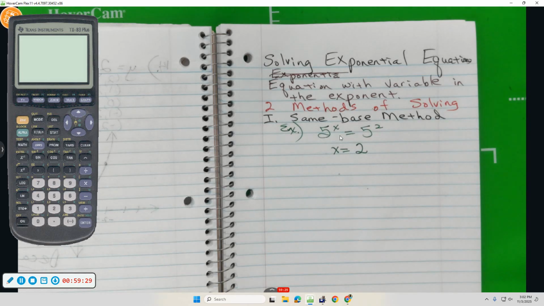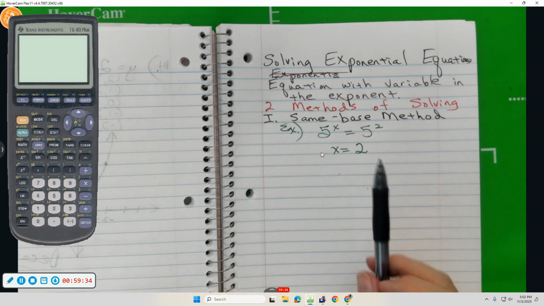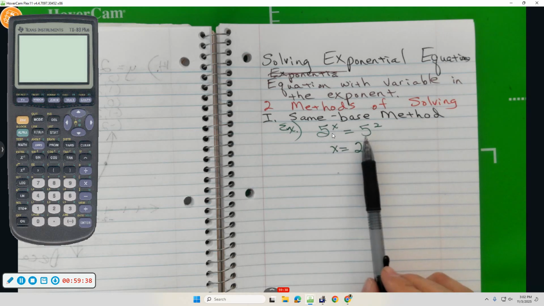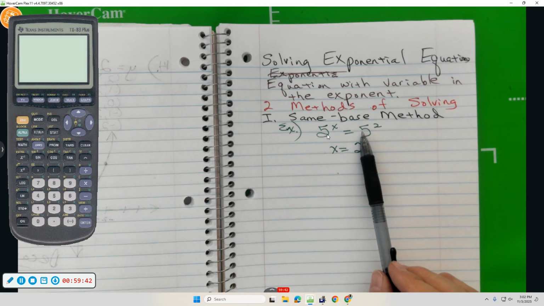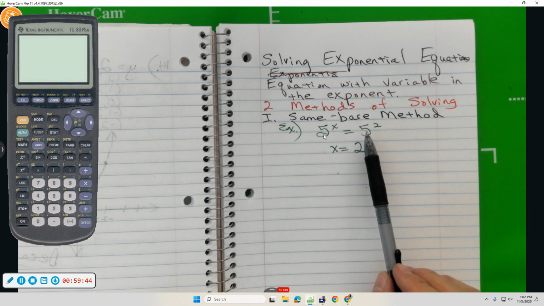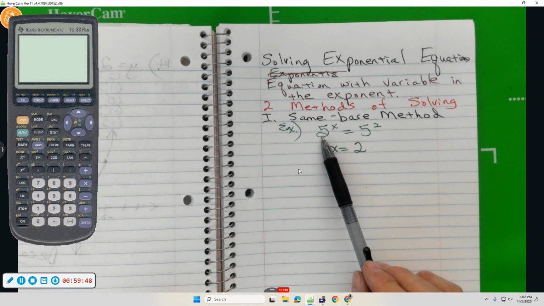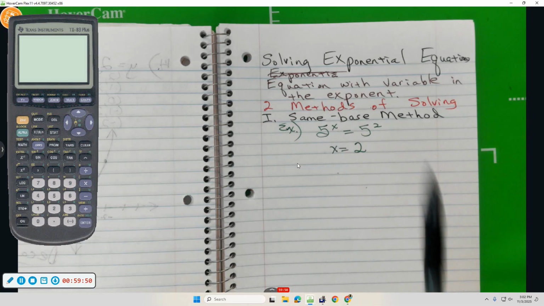Now, I don't think there are any problems that are going to be set up like this, where the bases are already given to you in equal form. You're going to have to use your properties of exponents to manipulate each side so that you get the same base on both sides. Why don't you do the example, 7 to the x equals 49.